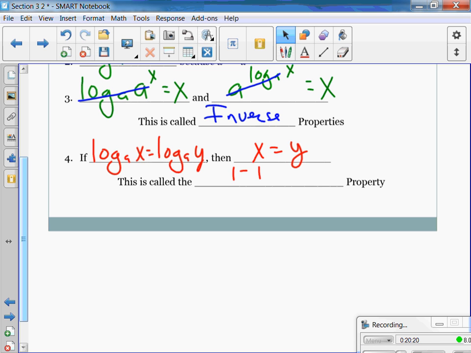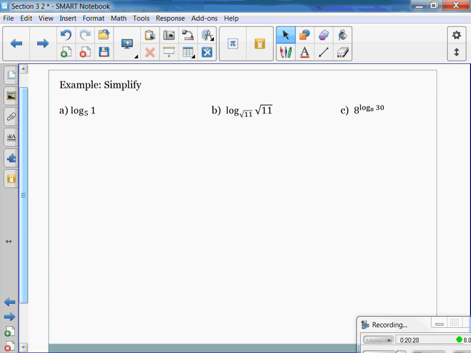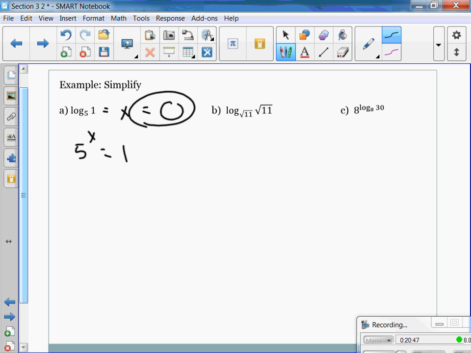So here we want to simplify log base 5 of 1. So again, we're asking ourselves 5 to what power equals 1? Absolutely. Anything raised to the 0 power is going to give me 1, so it's definitely 0. For part B, we have log base square root of 11 of square root of 11. Square root of 11 raised to what power gives me back square root of 11?